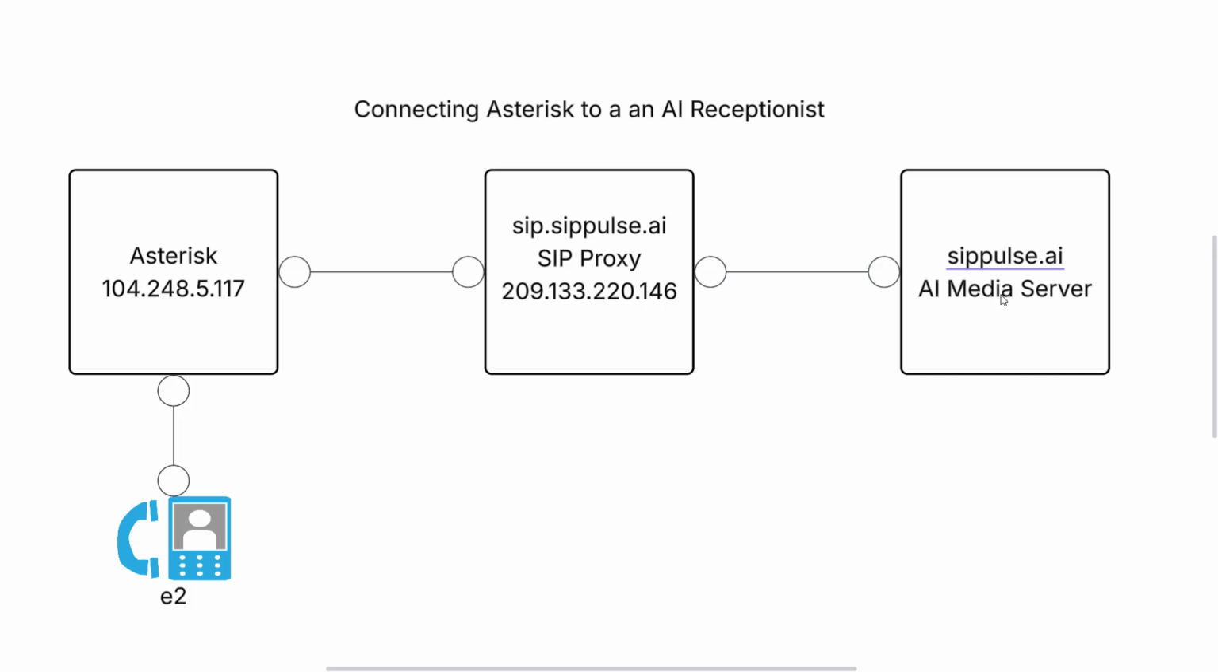So this is all done on SIP. It's quite easy to configure. Here I have a phone, a MicroSIP on the endpoint called E2. So I'll make a call here and I will connect to an AI receptionist here on SipPulse AI. And later I will transfer a call to a specific user.